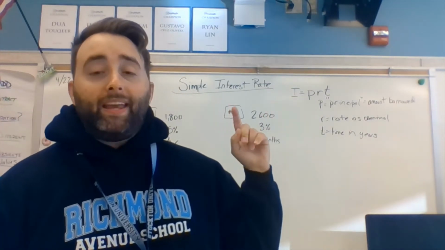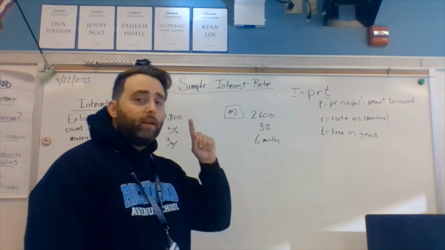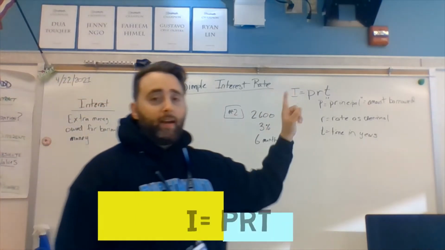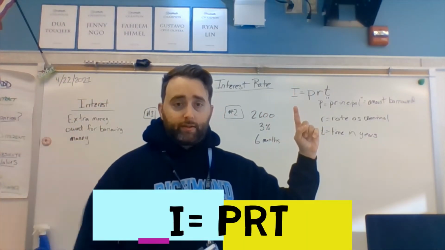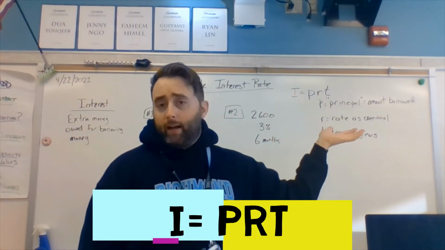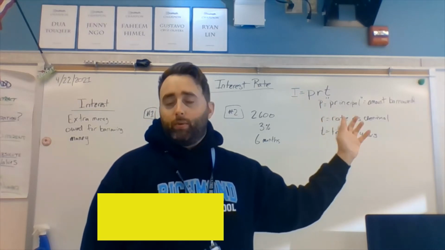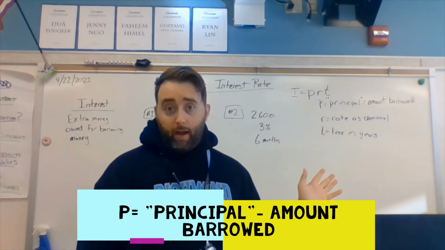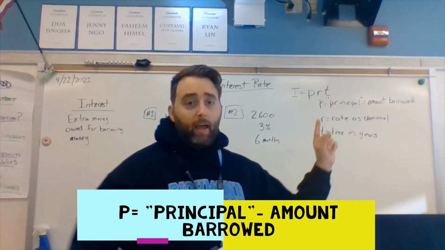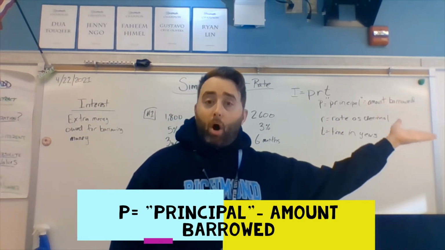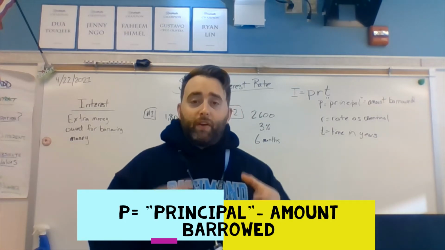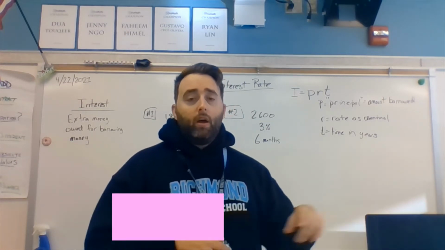Let's go over the formula. There is a formula for solving simple interest, okay? And it is I = PRT. I know, just letters. I'll go over it, relax. P is the principal. What is principal? It's not Miss Williams, okay? It's not Miss Harris, okay? It actually means the amount borrowed. So like I said, that initial $50,000 that you borrowed.